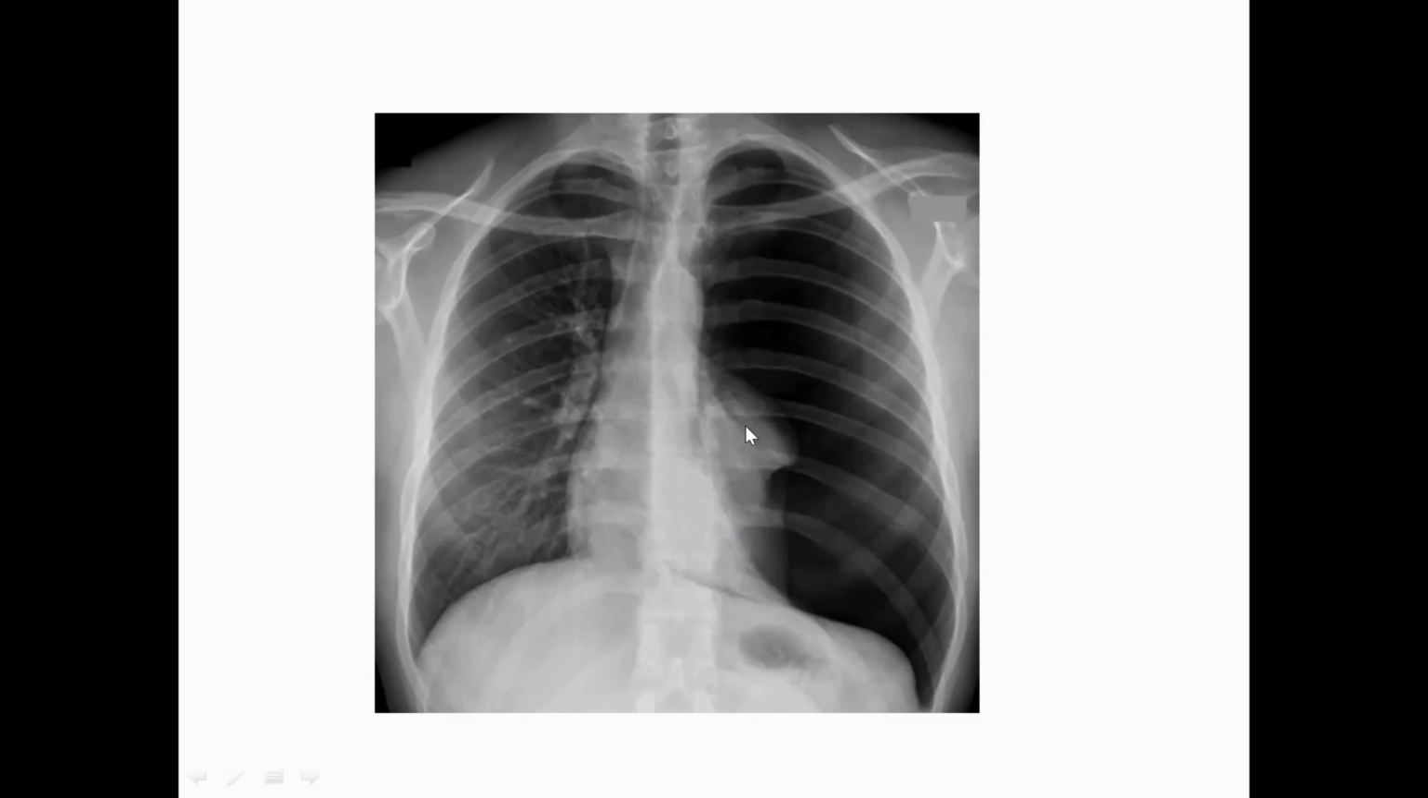So here, if you see, the left lung is completely collapsed. Look here, only this is the remaining part of the left lung. This is the right cardiac shadow. This is the left lung. So the left lung is completely collapsed. Okay? The mediastinum and heart are shifted to the right side.